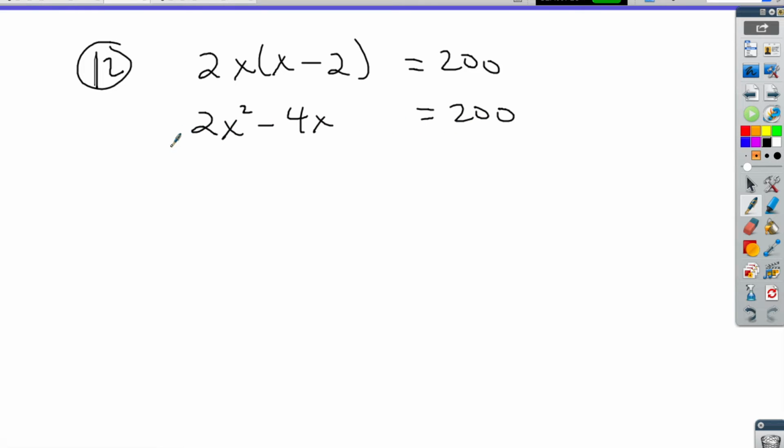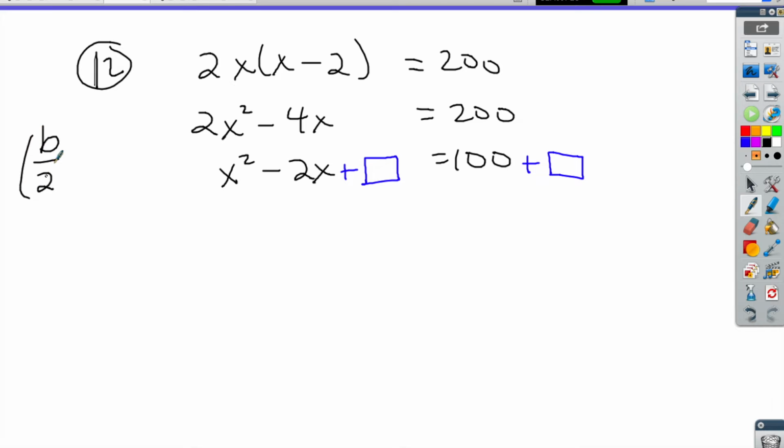Let's just make life a little bit easier. We're going to divide everything by 2 to simplify it. x squared minus 2x equals 100. And since I'm going to use completing the square, I'm going to add the magic number to both sides. Here's the formula again: (b divided by 2) quantity squared. So b is negative 2, divided by 2 makes negative 1. Then I'm going to square that, which makes 1. So I'm going to add 1 to both sides.